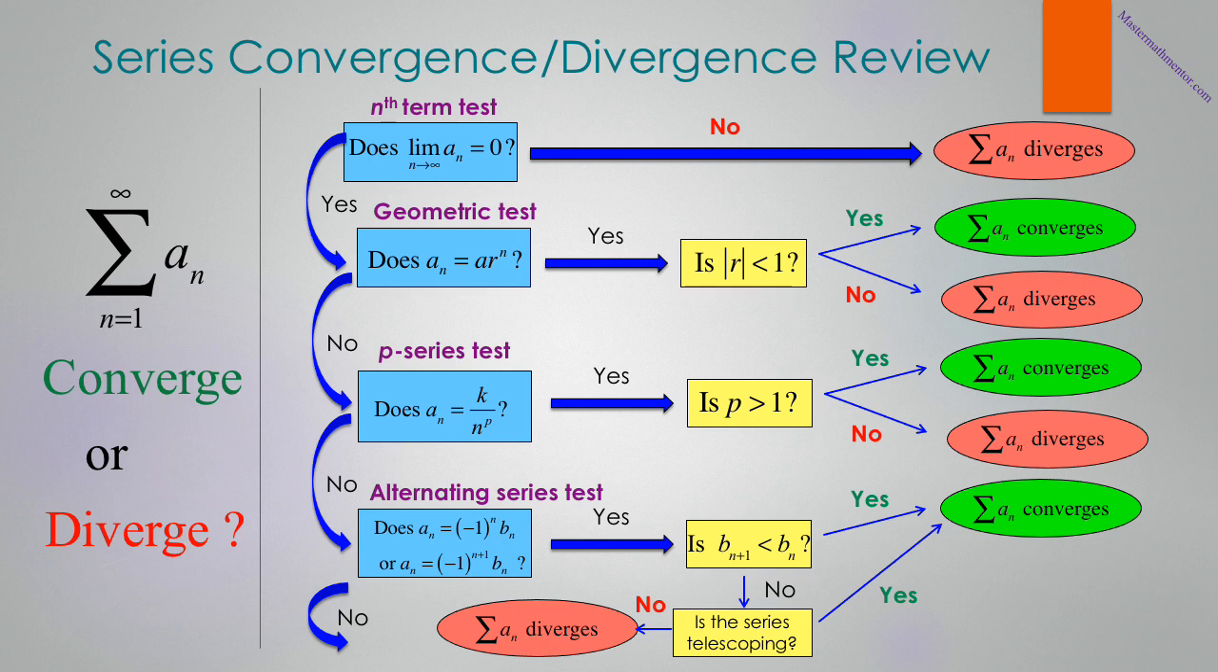If the answer to that is no, then you need to ask yourself whether this is a telescoping series, whether when you add the terms together, terms are canceling. If that is true, then summation a sub n also converges. And if the answer to that is no, then the series a sub n diverges. If this is not an alternating series, then we're going to have to look at our special tests.